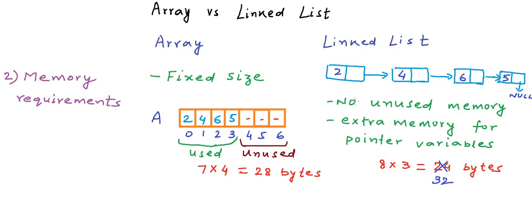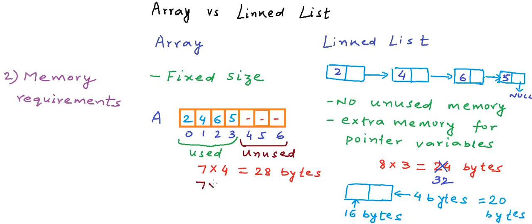So in this case we had a linked list of integers, so an integer is only 4 bytes. What if we had a linked list in which the data part was some complex type that took 16 bytes? So 4 bytes for the link and 16 bytes for the data. Each node would have been 20 bytes. An array of 7 elements with 16 bytes for each element would be 112 bytes, and a linked list of 4 would be only 80 bytes.